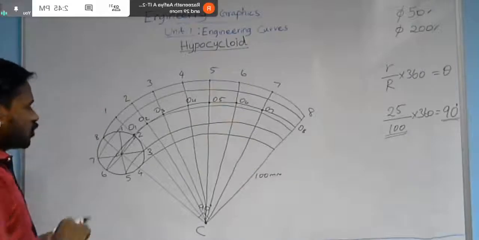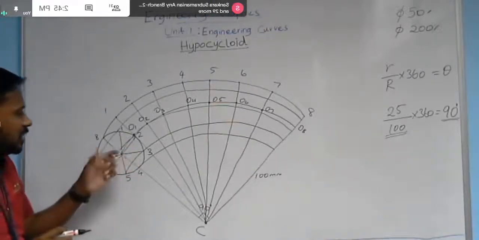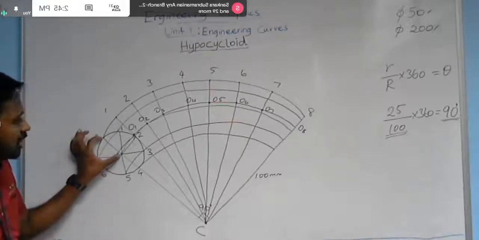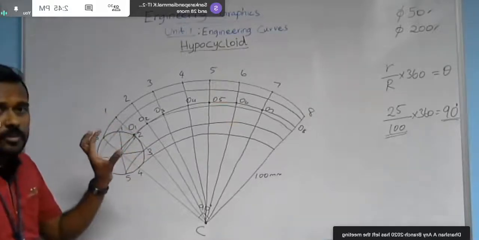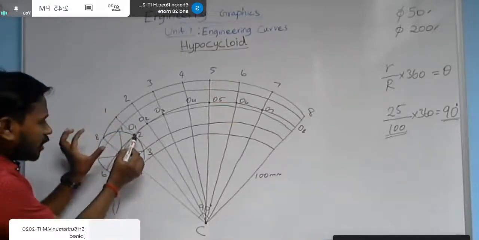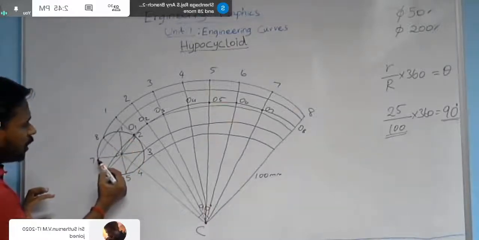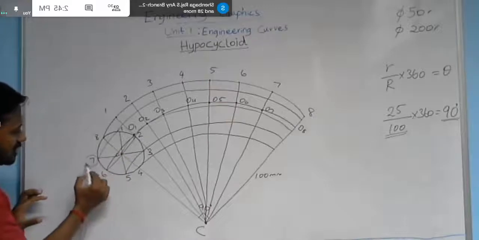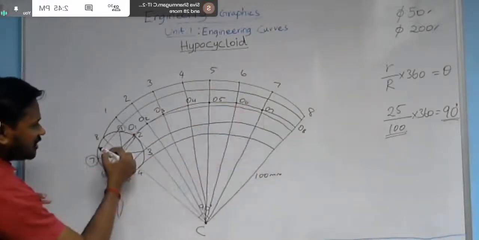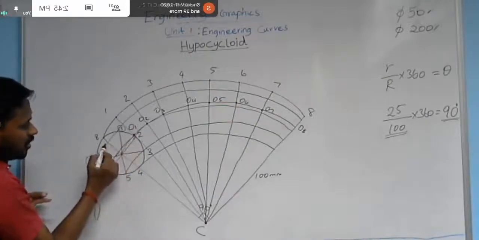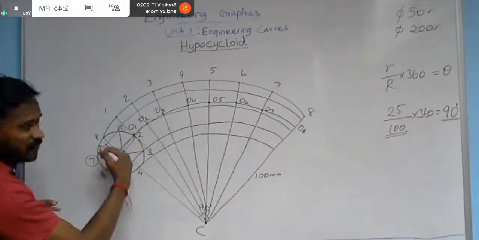And now, as usual, starting from O1, take your compass and load it with the radius equal to the radius of the generator circle, that is 25 mm. With the 25 mm loaded radius in the compass, make O1 as a center and cut one arc in the arc produced from 7 and 1. See here, 7 and 1, we produced one arc up to this length. In this arc, cut a small arc in the leftward direction. Okay, not in the rightward direction, in the leftward direction.